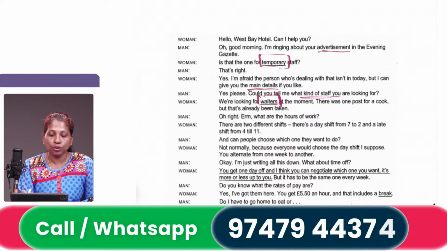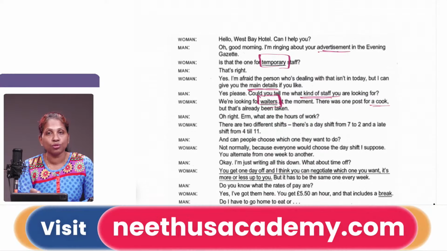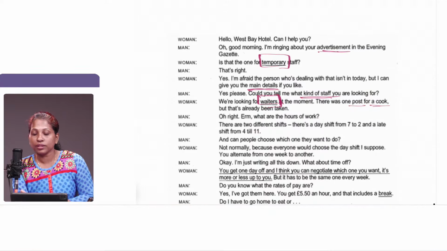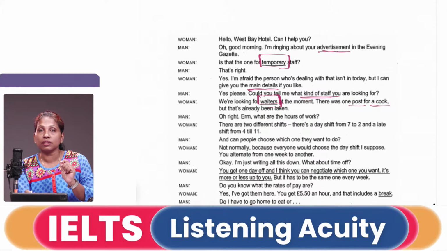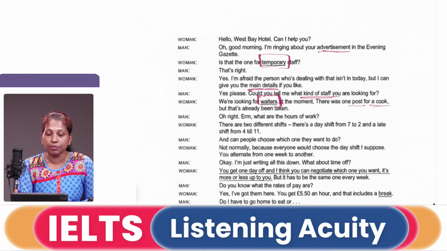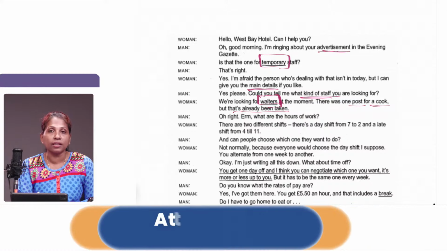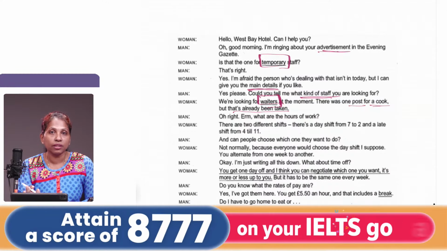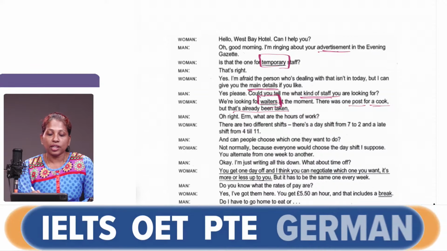There was one post for cook, but that's already been taken. So there is one more post which is mentioned there. That is a distractor, to confuse you. The moment you hear the word post, if you're listening in a flow, suddenly you say, this is a post. Don't miss the next statement which says, but that's already been taken. Been taken means already filled. So the answer for that is waiters.